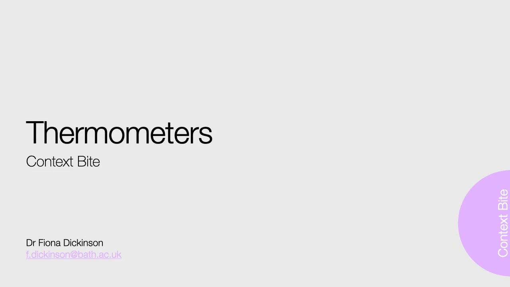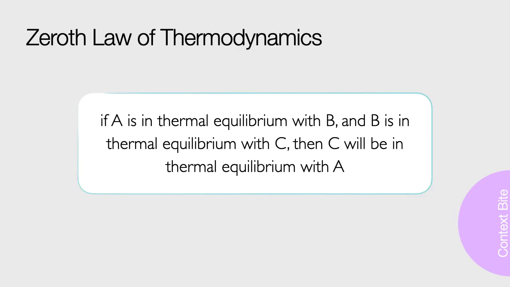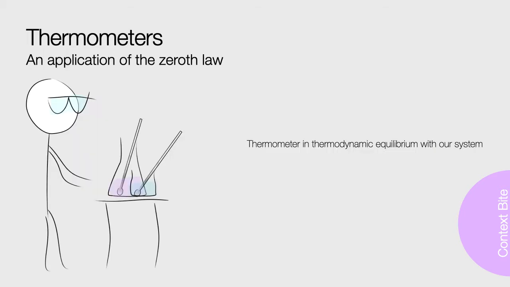We are all familiar with thermometers, but you perhaps didn't realise that they work by application of the Zeroth Law of thermodynamics. So, just to remind you of the Zeroth Law, if A is in thermal equilibrium with B and B is in thermal equilibrium with C, then C will be in thermal equilibrium with A. But what does this mean?